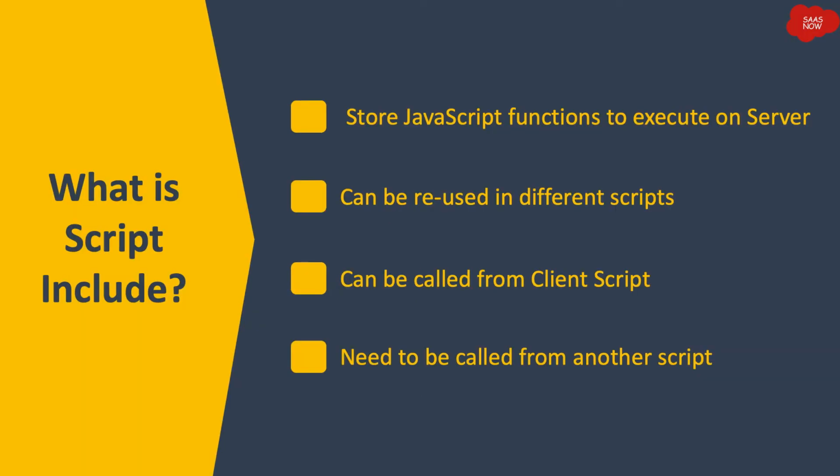What is a script include? A script include stores JavaScript functions and is executed on the server side. A script include code can be reused in different scripts of ServiceNow. You can call script includes from the client side, which is an Ajax call and referred to as GlideAjax. Unlike business rules and client scripts, you need to call script includes from another code to run the code mentioned in it.